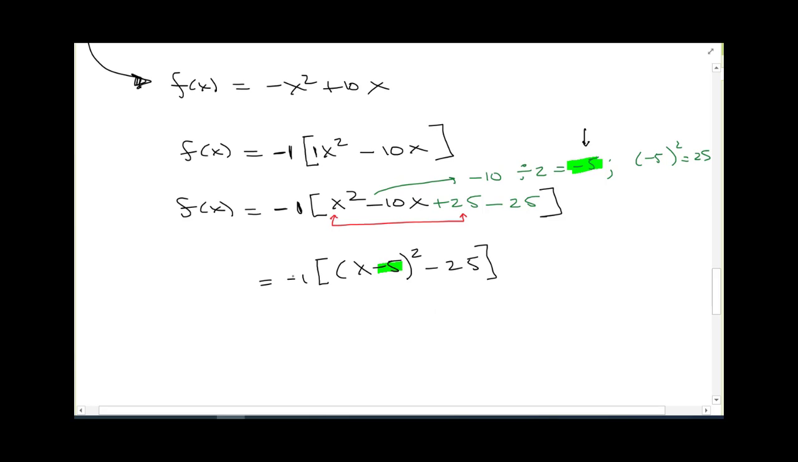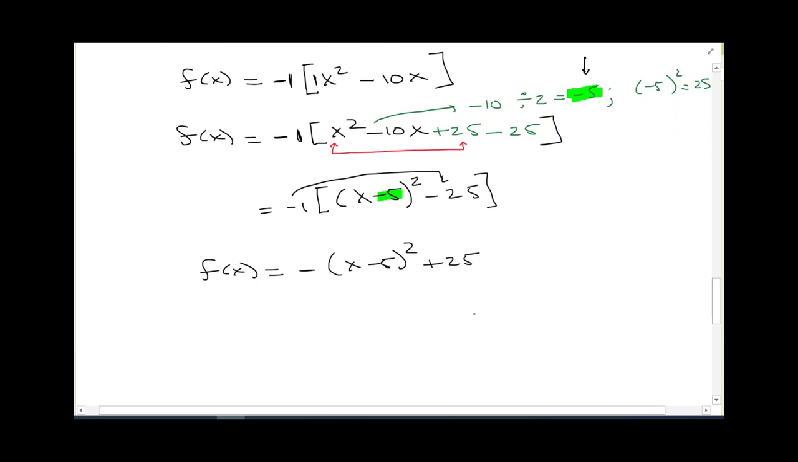Now let's get rid of the outside brackets by bringing negative 1 back in. So I'm going to have f of x is negative 1 times x minus 5 squared. So the negative just goes out front. And negative 1 times a negative 25 becomes positive 25. And so the vertex is, what's the vertex? It'll be (5, 25). And it opens downward because there's a negative out front.